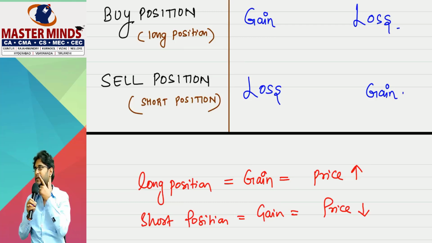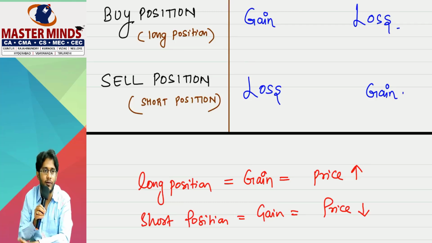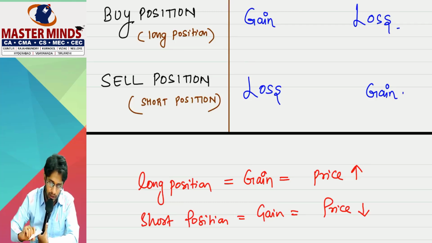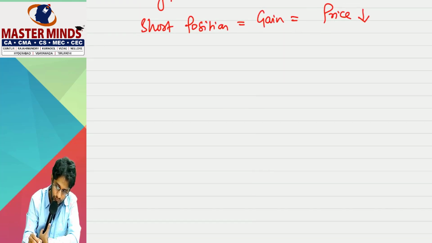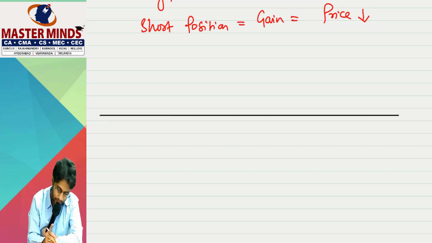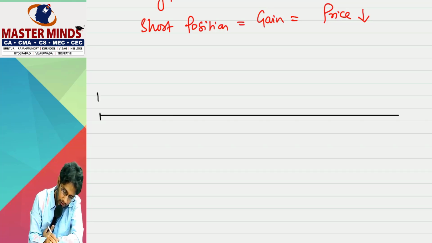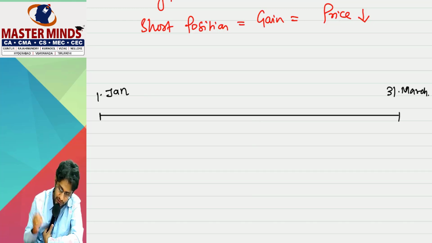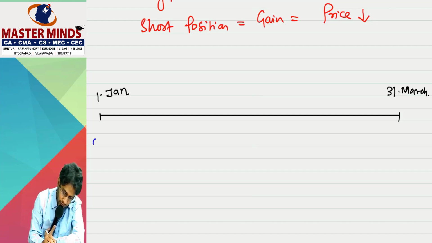Some questions are deep, sir. So for that, a background is required. Are we clear here? In forward contract, last point now. Say this is 1st January and this is 31st March. On 1st January, one forward contract is entered between bank and customer.